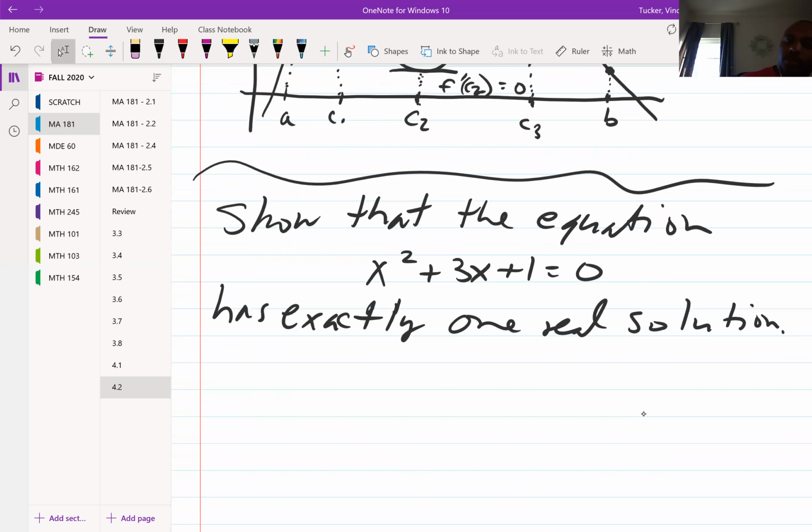All right, so we want to show that the equation x squared plus 3x plus 1 equal to 0 has exactly one real solution.